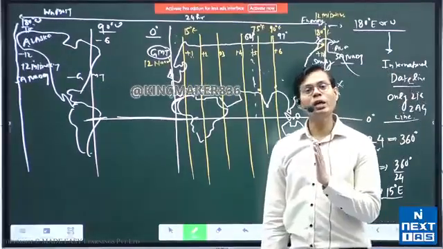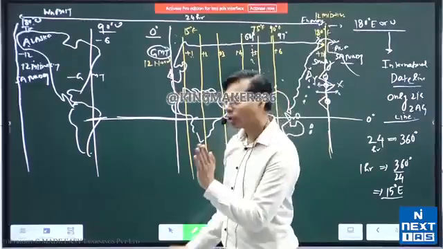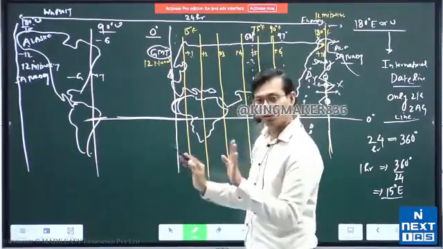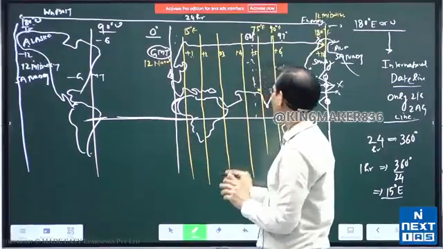Less than 5, more than 5? Less than 5, because westward. And 97, more than 6, less than 6? More than 6, correct? But how much ahead can you say? What is the thumb rule here?